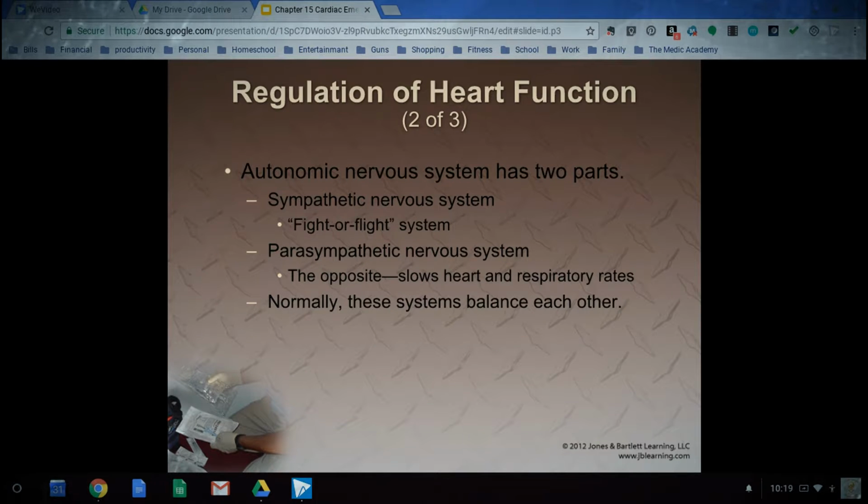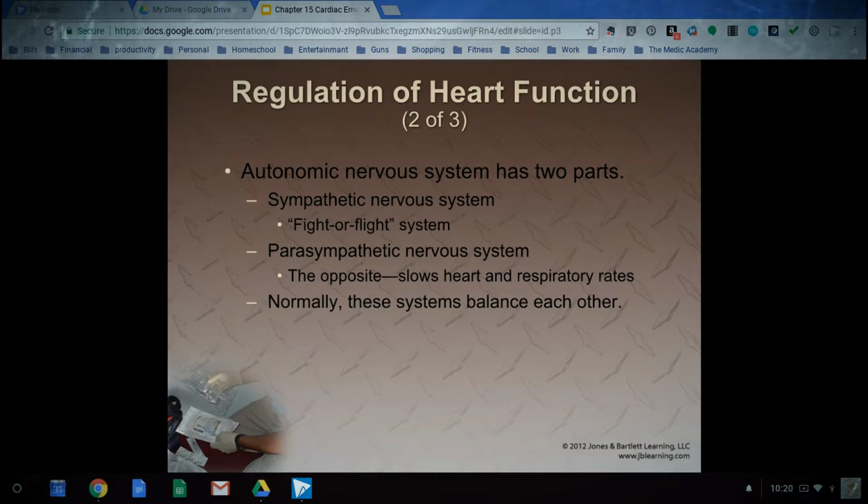Diving a little bit deeper into the autonomic nervous system, we have two parts of this nervous system, one being the sympathetic nervous system, and the second being the parasympathetic nervous system. Now, the sympathetic nervous system is our fight or flight system. This system does things such as increase our heart rate, increase our strength of contraction, increase our respiratory rate. It prepares us to either fight or run to save our lives.